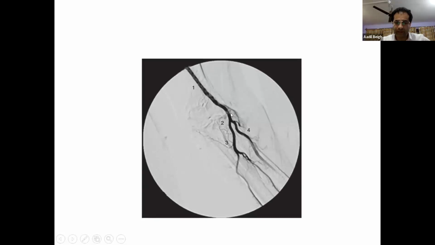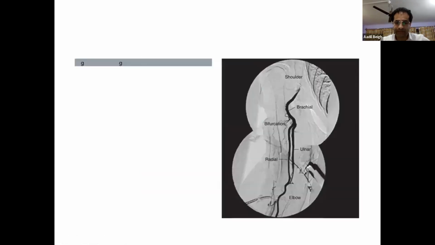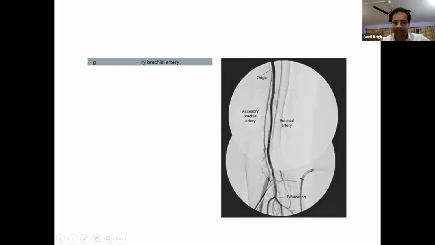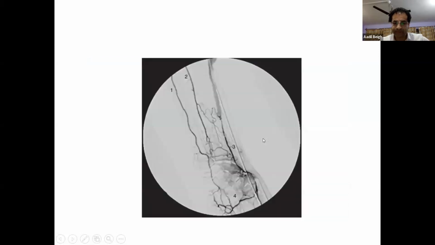And then on the lateral side, it gives one more branch, which is known as the radial artery. This is the radial artery. This is the same thing. There's a bifurcation, ulnar and radial artery, and sometimes the accessory brachial artery. This is the origin of the accessory brachial artery, and before the bifurcation, it rejoins the brachial artery. So this should always be kept in mind before creating the AV fistula.